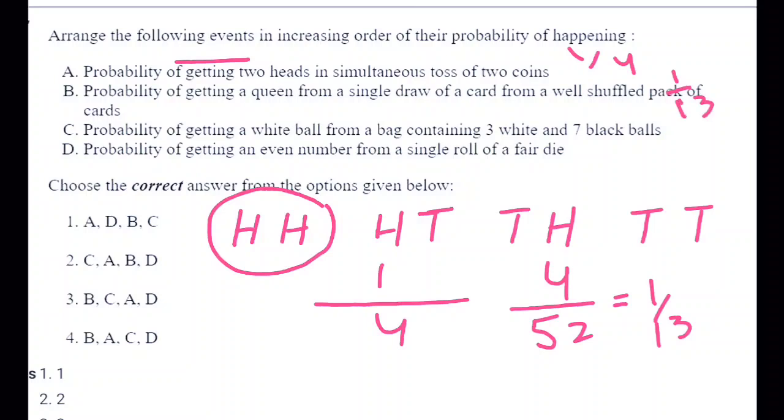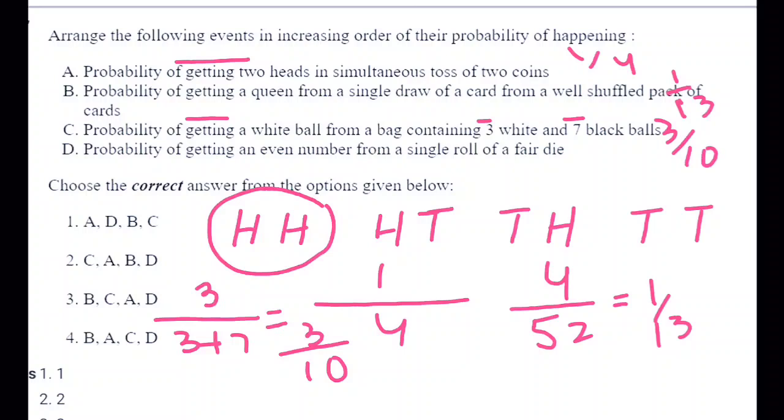In the third one, we have the probability of getting a white ball from a bag containing 3 white balls and 7 black balls. Since we have to find the probability of white ball, we have 3 white balls as the favorable cases, divided by the total number of cases, that is 3 plus 7, which is 10. So we get 3 upon 10 for the third one.